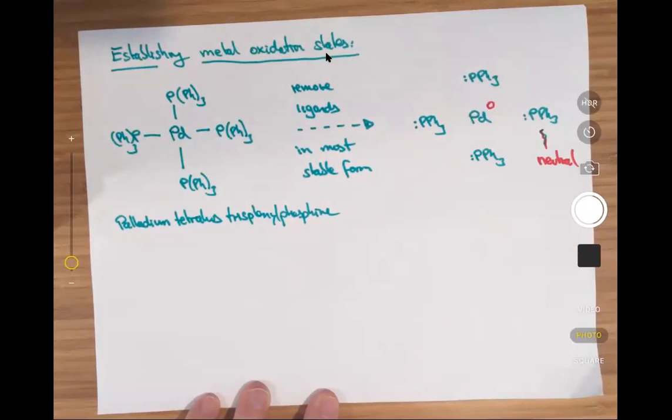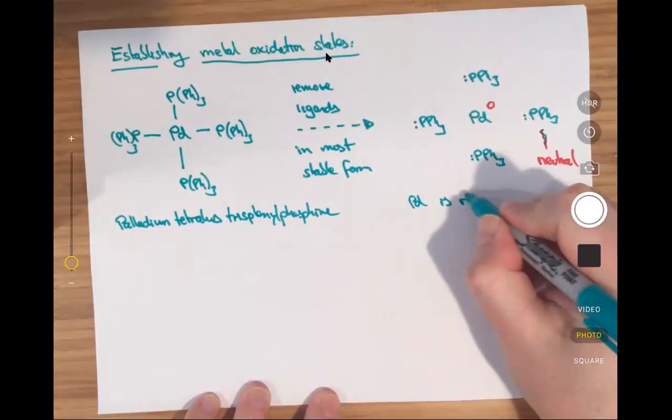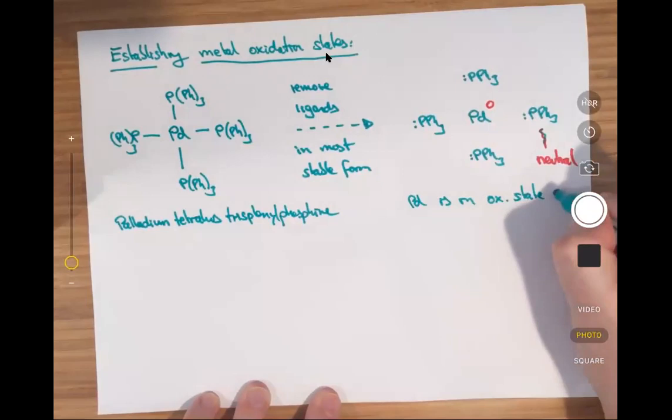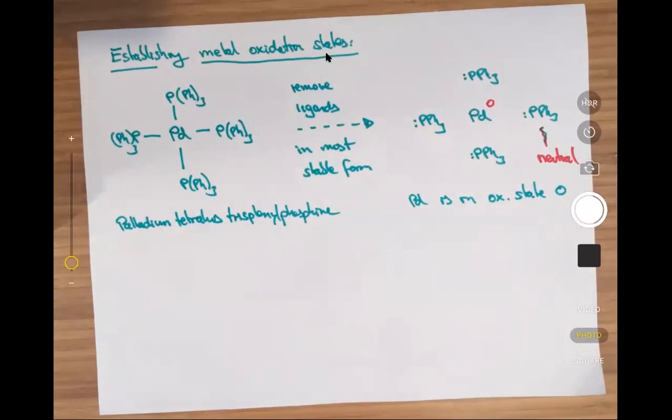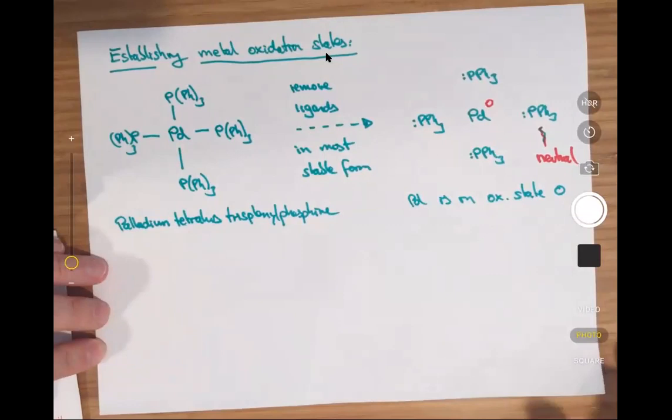Palladium is in oxidation state zero. Now, this thought experiment you can apply to many other catalysts, and we're just going to go through a couple of examples as kind of a practice. And if you want to, you can stop the video and try to solve this yourself.